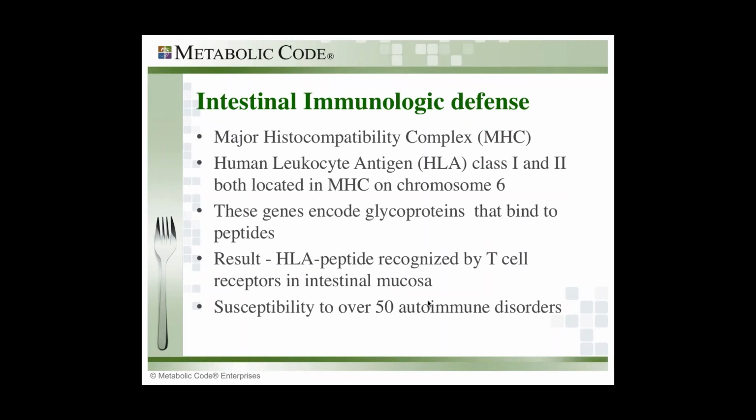So you start to get a big upregulation of all this immunological defense, including histocompatibility complex, all these things that Jim teaches in depth about. What happens is when you get an upregulation of these HLA peptides, those are what get recognized by the T cell receptors in the intestinal mucosa. So that's a key step, and this is a key thing that is what causes autoimmunity.